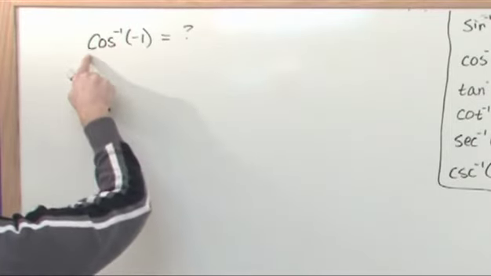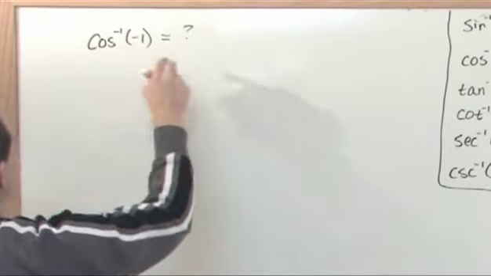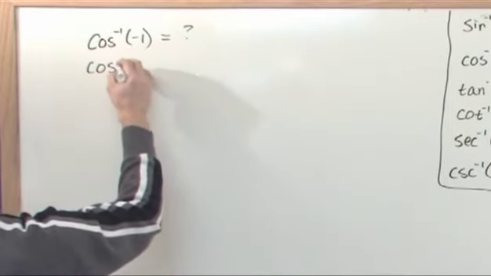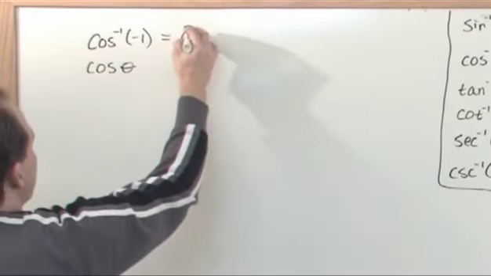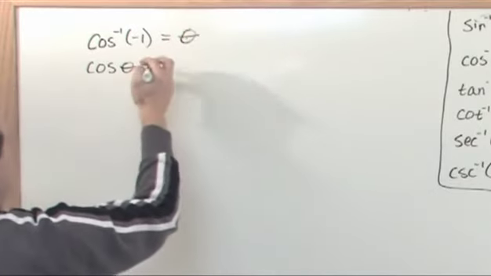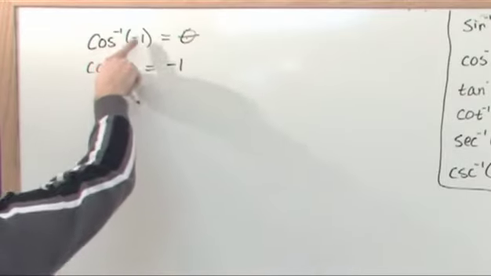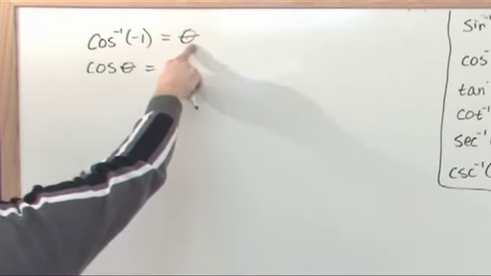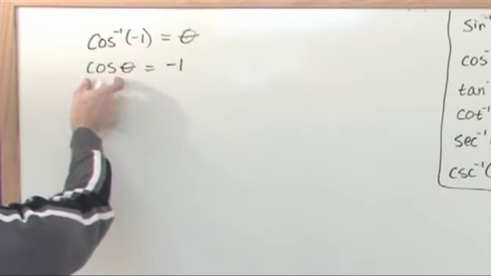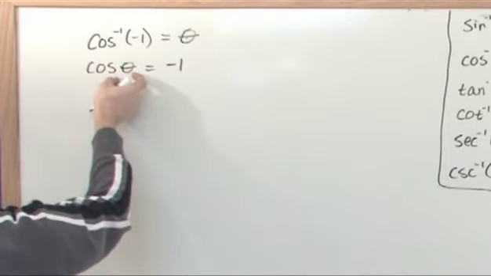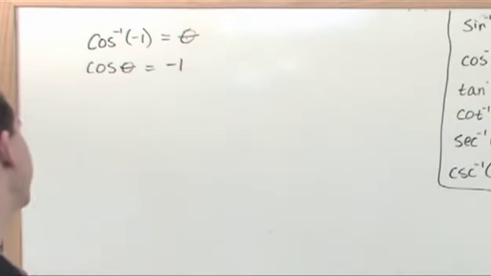I always say, well, what this is asking me is the cosine of some angle, which is what would have been here, is going to equal -1. That's what this is telling me. So if you have the inverse cosine of a number returning an angle, that means you're trying to find the cosine of some angle that I do not know that is going to give me -1.